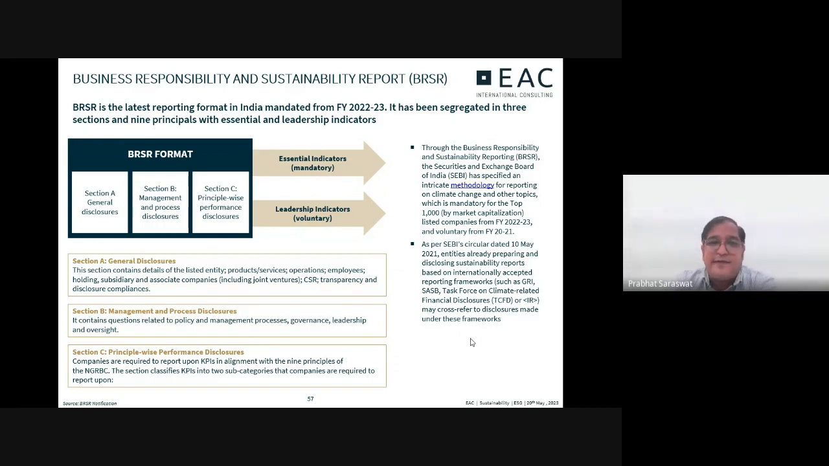So we have 9 principles and some indicators are also there, some mandatory, which is required to be disclosed by the company. That is called essential indicators, and some leadership indicators they can disclose on a voluntary basis, depending on the information or the data if they have. So this is the structure of the BRSR report.